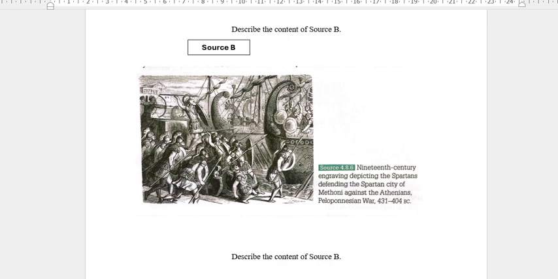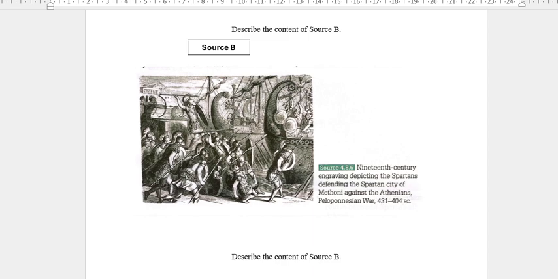And again, we can look at the image first and we can see that it looks like there's soldiers here all preparing to engage in warfare. They look like they're defending a port or a harbour. And then on the other side, we have boats and soldiers on boats ready to attack. And this is supported by the description. 19th century engraving depicting the Spartans defending the Spartan city of Methone against the Athenians. And that is depicting the Peloponnesian War in 431 BC.